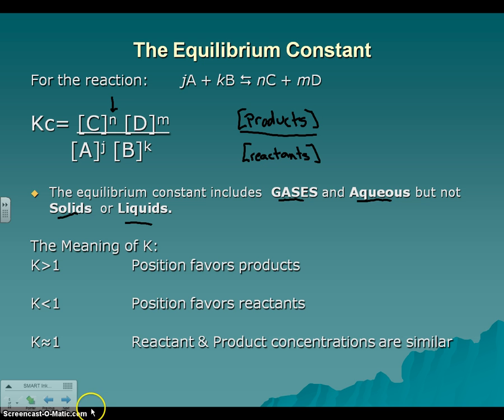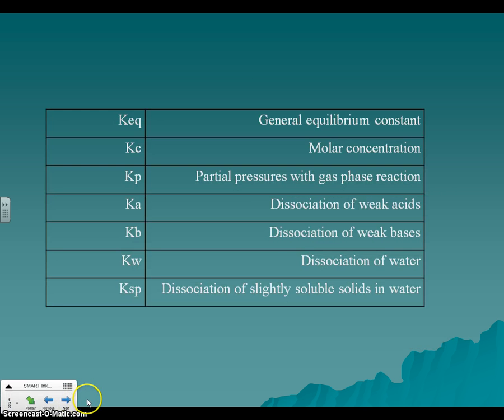The other thing that I want to show you is that there are lots of little subscripts that come along with K. Last year we talked about Keq. It's sort of a general equilibrium constant. I've already introduced, as you've seen, Kc. That's referring to our concentrations, so when we have molarities of solutions. Kp we use only with gases, and then as we move into acids and bases we'll be using Ka, Kb, Kw, the dissociation of water, and then Ksp for things that are insoluble but slightly soluble in water.